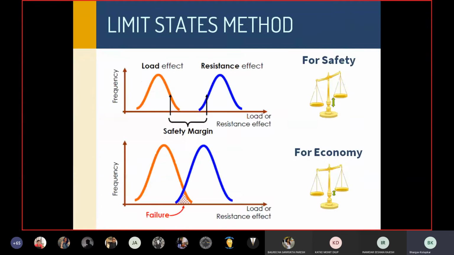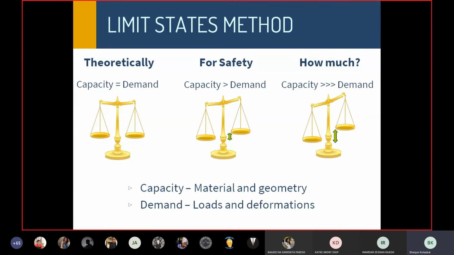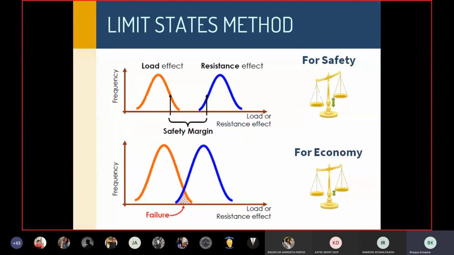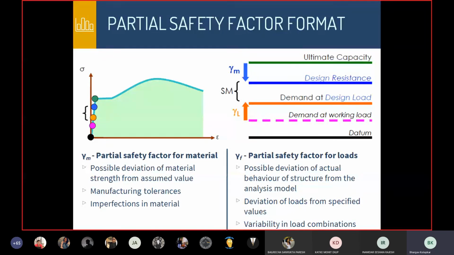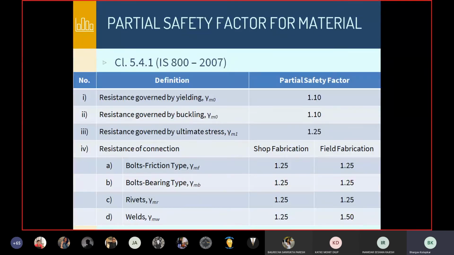I know this is a little heavy, and this is very new for you, but we'll get a hang of it as we solve problems, as we look at these factors every now and then. Okay, gamma m, gamma l. We look at these factors in almost all these equations that we're going to use. So we'll get familiar with this over time.